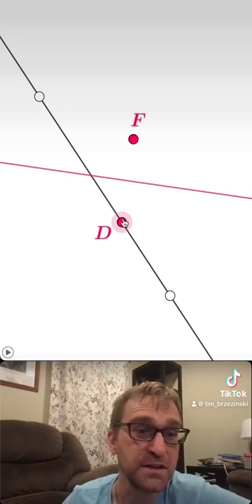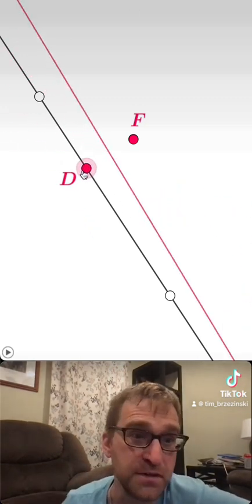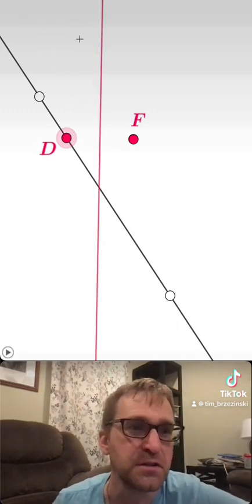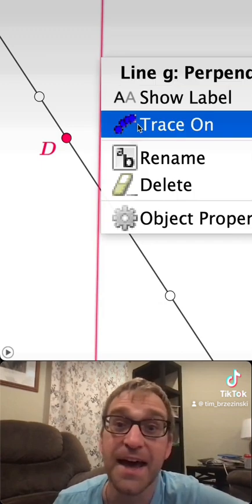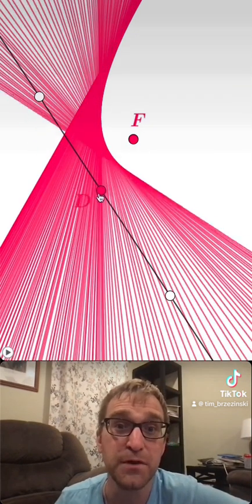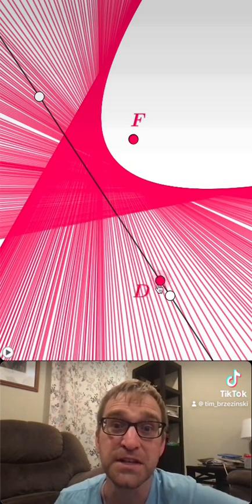No matter where D lies, that would be the crease if I folded D onto F. So what I want to know is, what do all possible creases look like? Let's actually turn the trace on and find out. Look at this. This is crazy. All possible fold lines folding D to F result in a figure that looks like this.